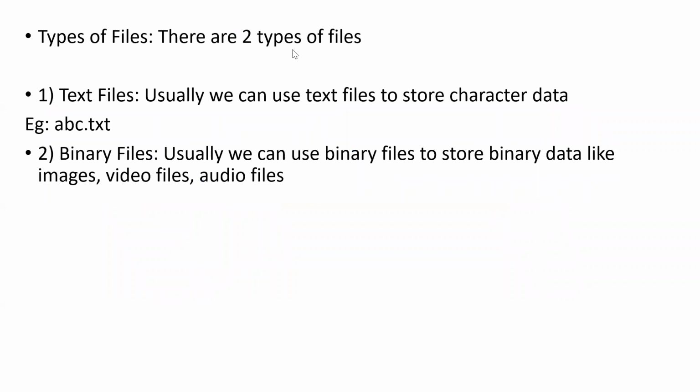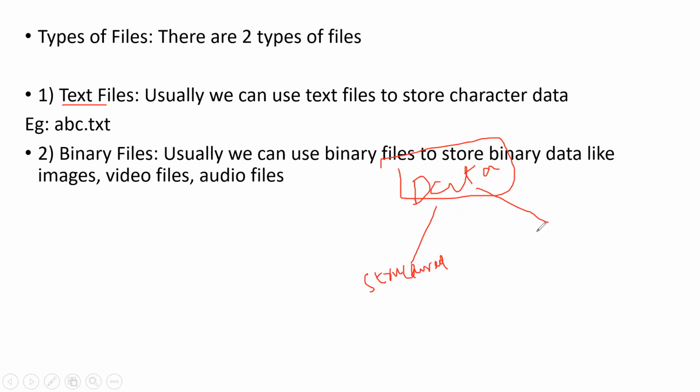Now here files are of two types. One is a text file. Second one is the binary file. Of course, based upon the structure, we can classify the data into two types. Not about these files, I'm talking about a few things based upon the physical structure. One is the structured data. Second one is the unstructured data.